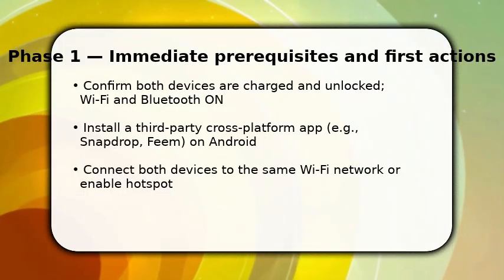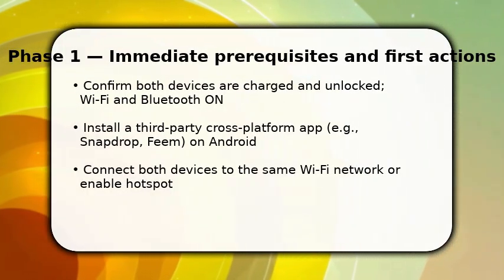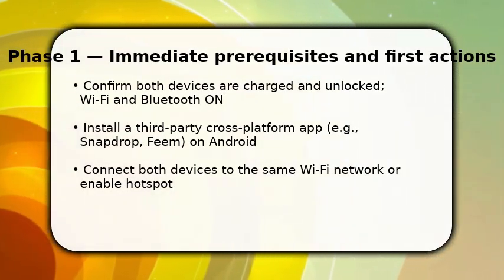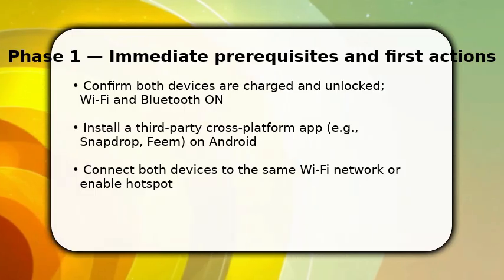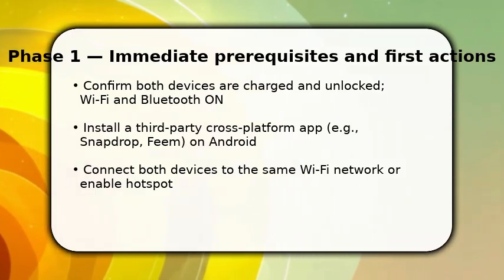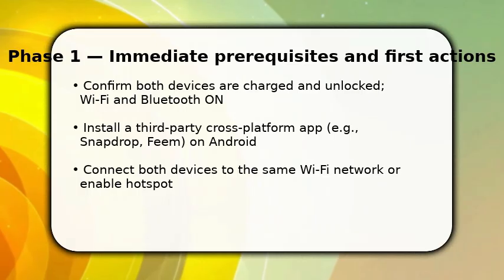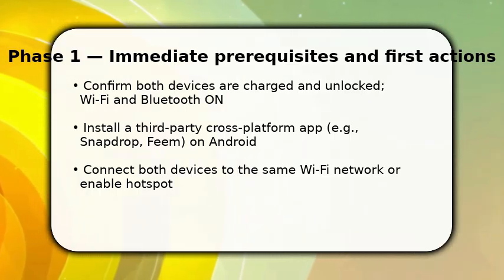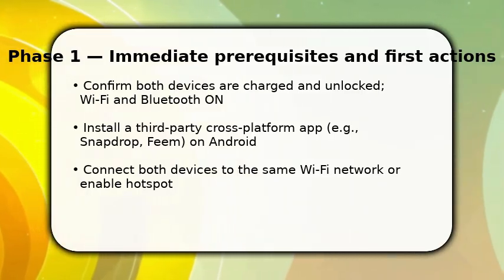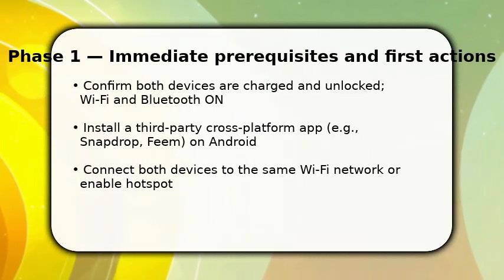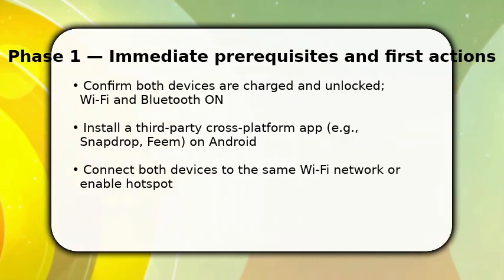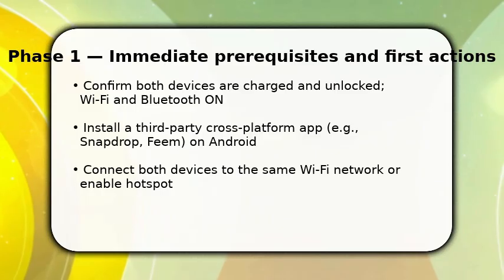You begin by preparing both phones and starting the app. On your Android, open the chosen cross-platform sharing app and allow required permissions. On the iPhone, open the same web page or app. Once done, make sure Wi-Fi and Bluetooth are enabled because the transfer negotiates over local network. Ensure both devices appear in the app's device list.